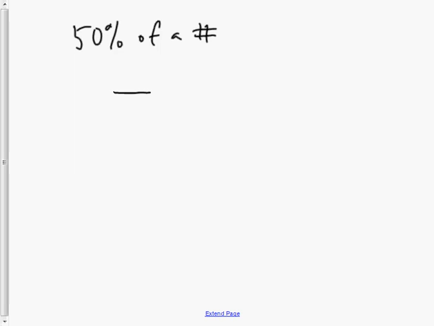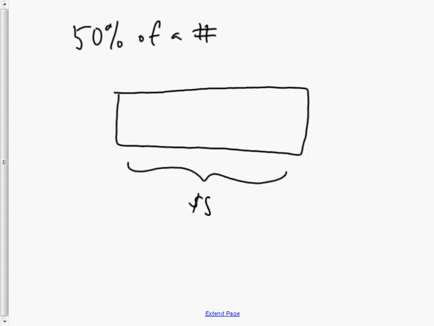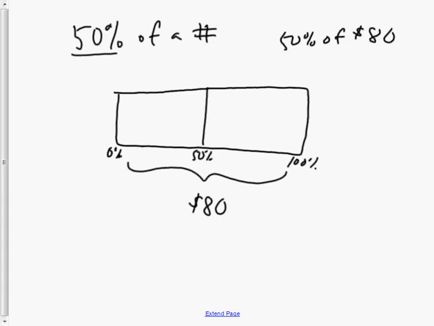Well, that's pretty easy. So let's say this rectangle represents the number, let's make it easy, 80. Okay, $80. The whole thing is representing $80. So if we want to find 50% of $80, this is 0%, this is 50%, and this is 100% of the number. What it's really asking for is what is half of 80, and half of 80 we know is 40, so half of $80, or 50% of $80 would be $40.